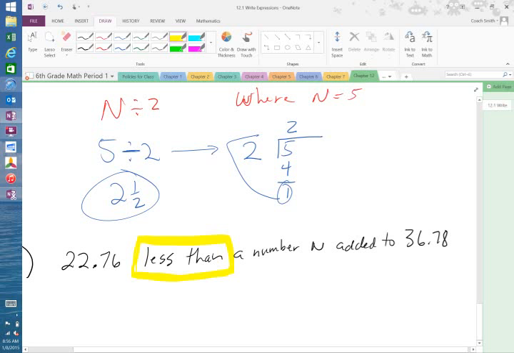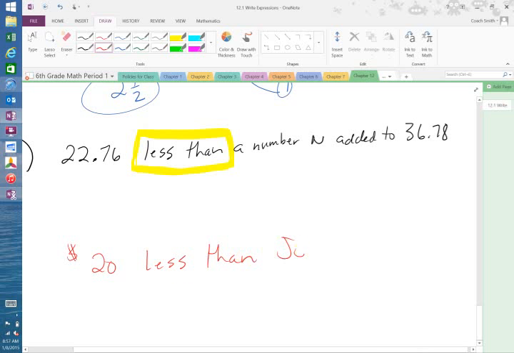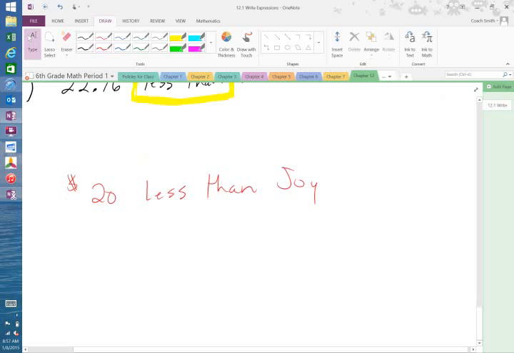Now, let me ask you something. If I have $20 less than Joy, and Joy has $40, how many dollars do I have? 20. If Joy has $50, how many do I have? 30. What are you doing in your mind? Which number's coming first, the 40 and the 50 or the 20? The 40 and the 50. So, if I say I have $20 less than Joy, that expression would be Joy's money minus $20.